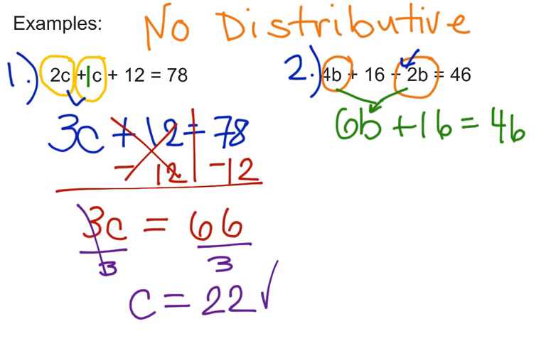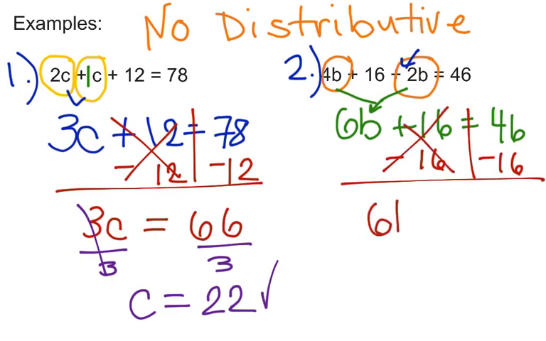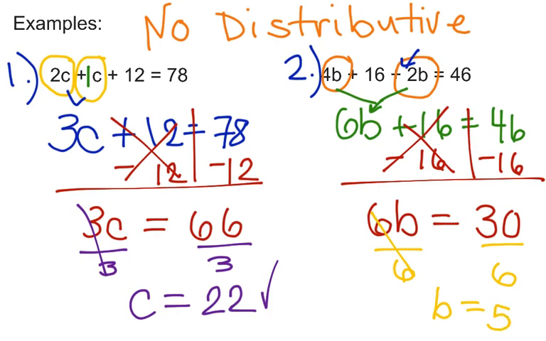We now again have a two-step equation. We're going to undo the addition first. So to undo plus 16, you're going to subtract 16 from both sides of the equation. The 16's cancel out on the left-hand side, leaving us just with 6b. And it's equal to 46 minus 16, which is 30. And our last step again is just to divide both sides by 6 in order to isolate the variable. When we divide on the left-hand side, we're left with just b, and 30 divided by 6 is 5. So the answer we got is b equals 5.